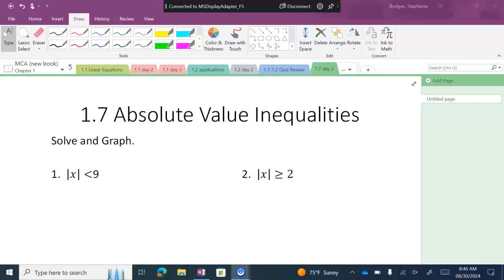The second one is saying that my absolute value has to be greater than or equal to 2. So where are numbers who have an absolute value that is greater than or equal to 2? Are they to the left of 2, in between 2 and 0, or to the right of 2? To the right? Like 3, 4, 5, they have an absolute value that's greater. So it would be closed and it would shade to the right.